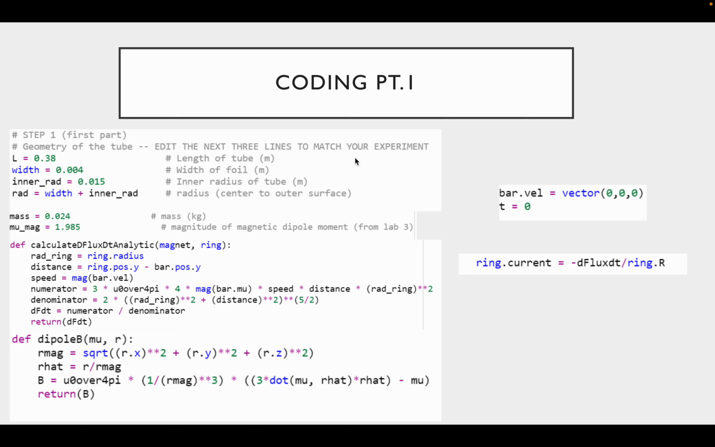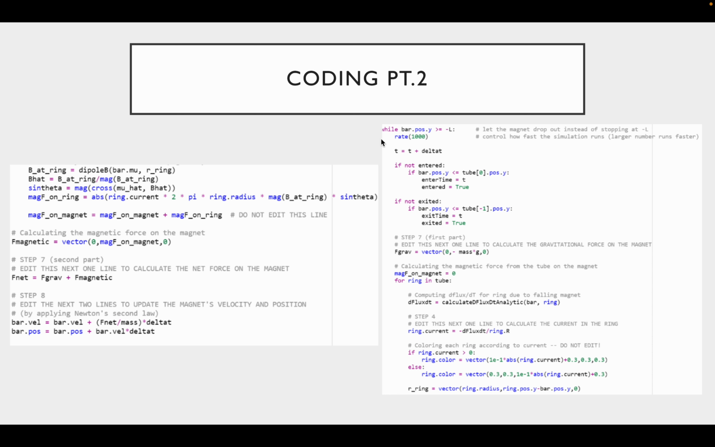In terms of the code, I only included what I changed, which was the initial conditions shown here, and the functions for deflux, dt analytic, and dipole shown here. I didn't change this, but the bar magnet was from rest, so this was 0, as well as the ring current. This was the simulation loop, which I didn't really change anything in except for the F grav vector and the ring current, which I showed in the last slide. Then this was the magnetic field and magnetic force on the ring shown here, as well as just changing F net and including our updated position and velocity functions.